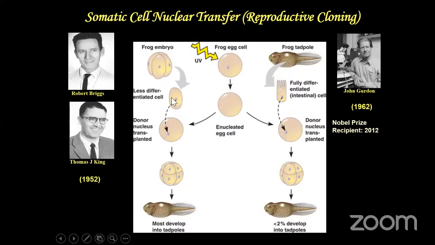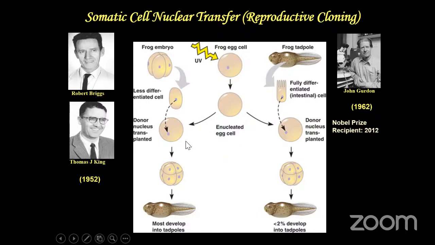They have taken, from the very early stage embryo, the nuclei and fused them, and most of them developed into tadpoles. But in the same experiment by John Gurdon, where the nucleus was taken from a fully differentiated intestinal cell, using the same strategy of taking the enucleated egg and fusing it, less than 2% develop into tadpoles. What does it mean? That means the stage of the cell does matter.